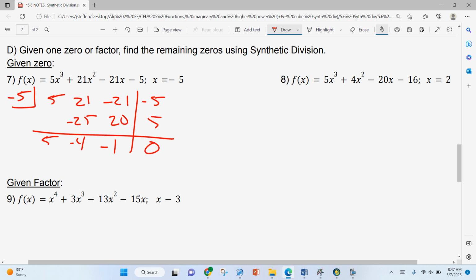Now, I will say all of these will give you a remainder of 0. If I gave you a 0, that's the whole idea. This negative 5 is a 0 of this, it is a solution because it gives you a remainder of 0. That's the whole idea. If I ever give you a problem like this, you'll always get 0 for your remainder.